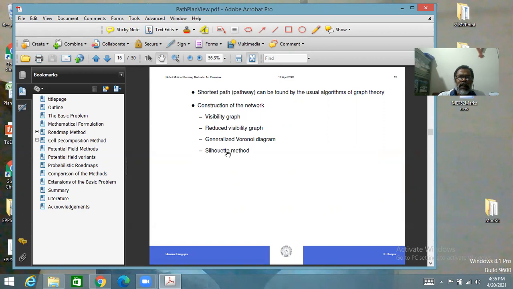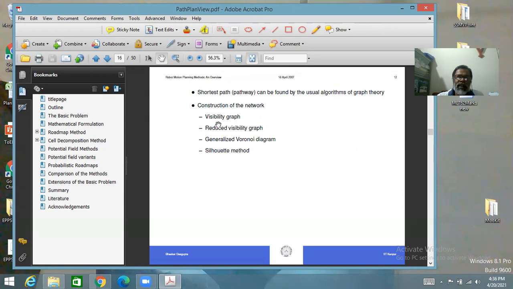There are several kinds of roadmap methods which differ in the method of construction of the network. The shortest path planning is typically done by the usual algorithms of graph theory. The old one was Dijkstra's algorithm. The recent one, even this recent one is perhaps something like 20 years old, which is more efficient, is called the A-star algorithm. You can find it almost everywhere on the internet, and in textbooks also.